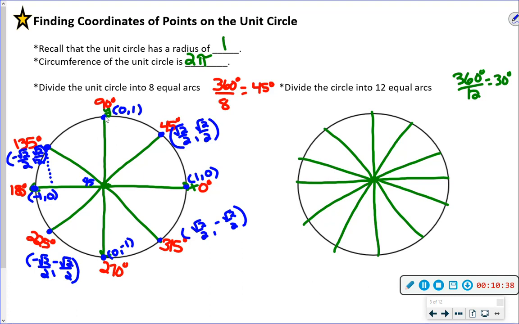All right, same thing. I'm going to start with the easy stuff. Our 0, here's our 90, our 180, the 270. So let's just write now, those are the same 4 points over there. The 1, 0, 0, 1, negative 1, 0. Okay, same stuff.